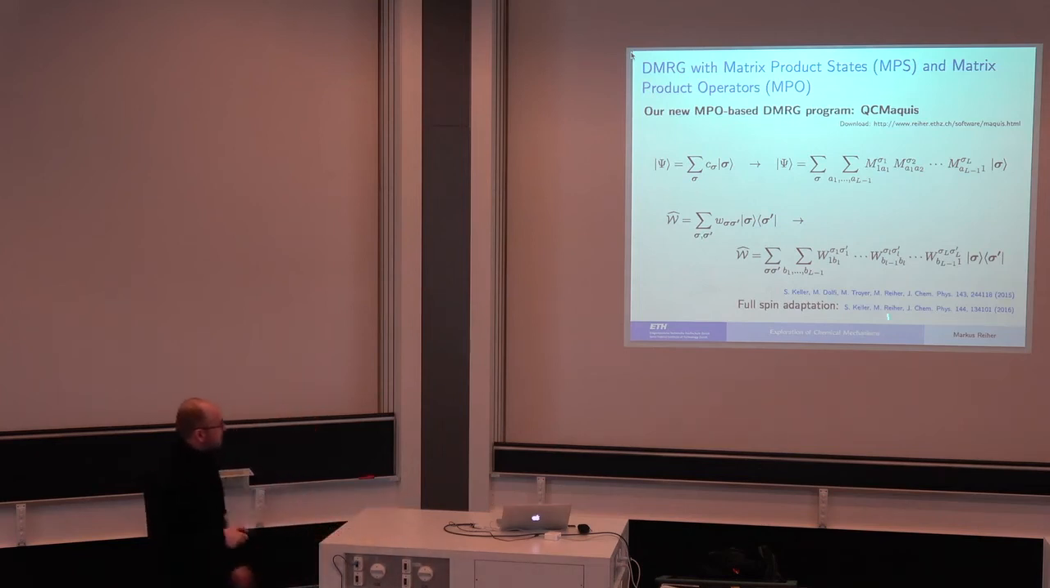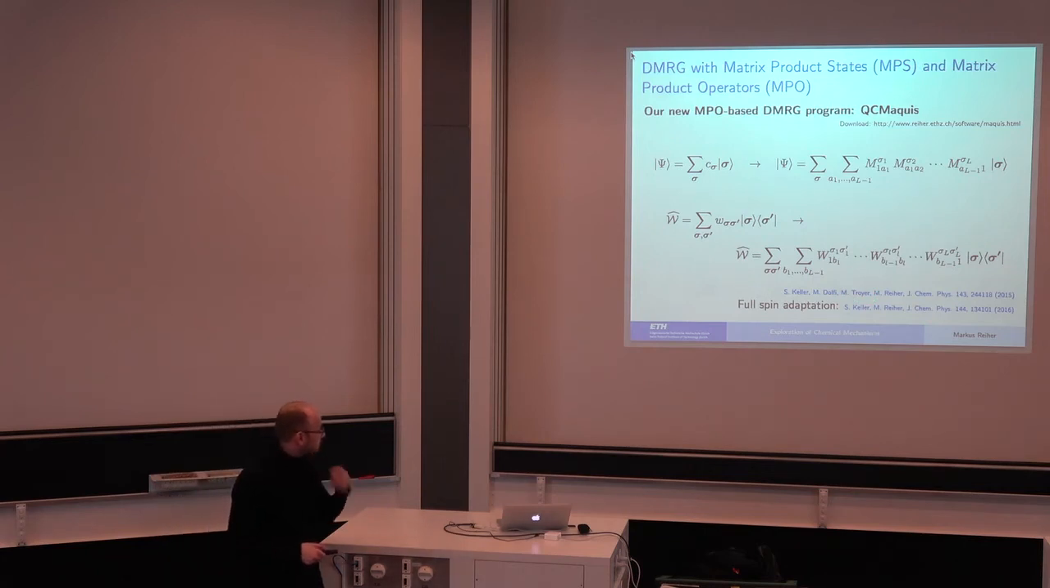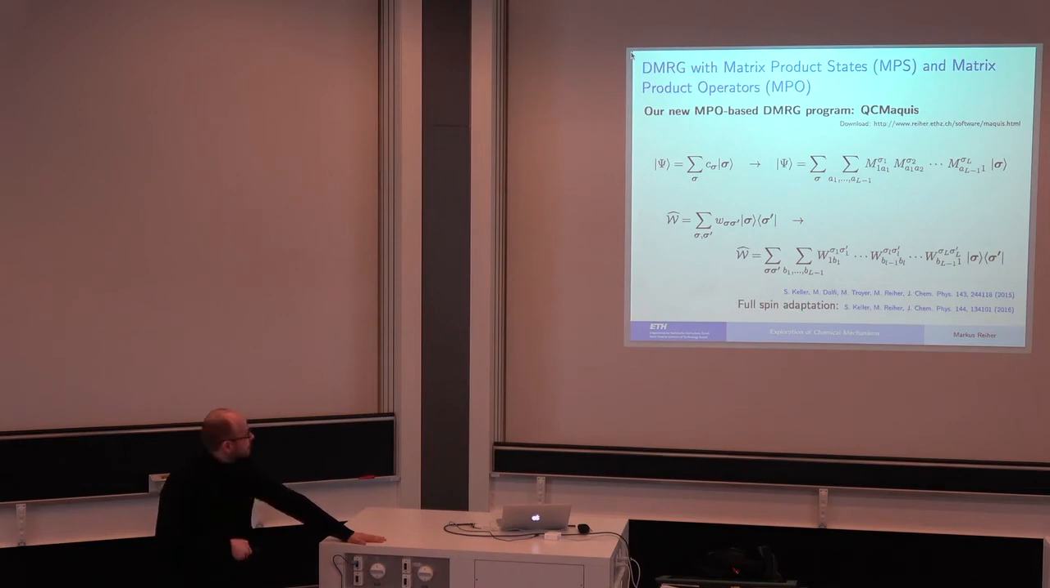Our implementation is based on the code for spin Hamiltonians developed in the group of Matthias Troyer, and of course we have full spin adaptation and so on. It's a pretty efficient code. You can get it for free from our webpage.